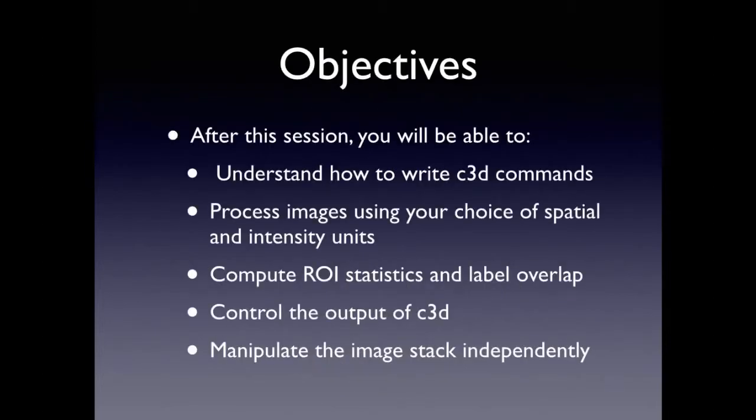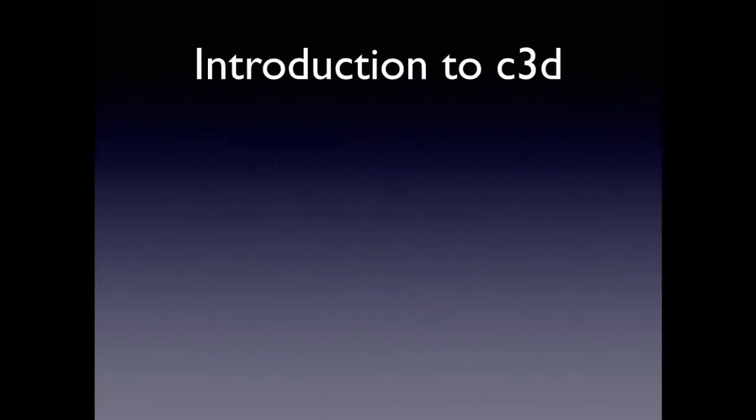So what we're going to go through now is just how to use the command line tool and the GUI that you just might have seen popped up on the screen, different ways of processing images using that tool, dealing with ROIs, labels, and we're going to get a bit into the mechanics of how it works so that you can write your own commands and do your own image processing pipelines.